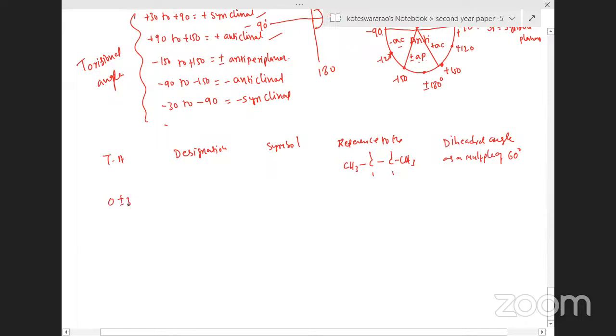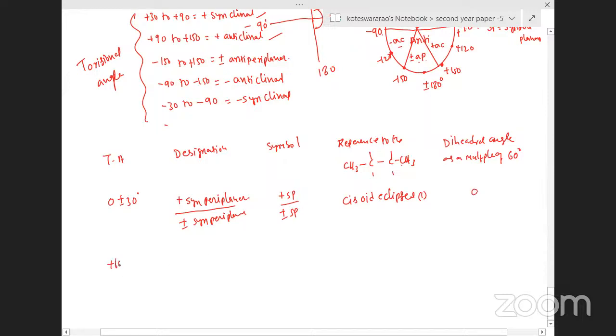Zero plus or minus 30 degrees, what we call syn periplanar. Generally plus syn periplanar, not the minus. The symbol is commonly represented as SP, but in most of the books it is also represented as plus or minus. We can also represent it like this; both are correct. Then, with reference to these two hydroxyl atoms, this is called cissoid eclipsed. That is conformation 1, and the dihedral angle is 0.